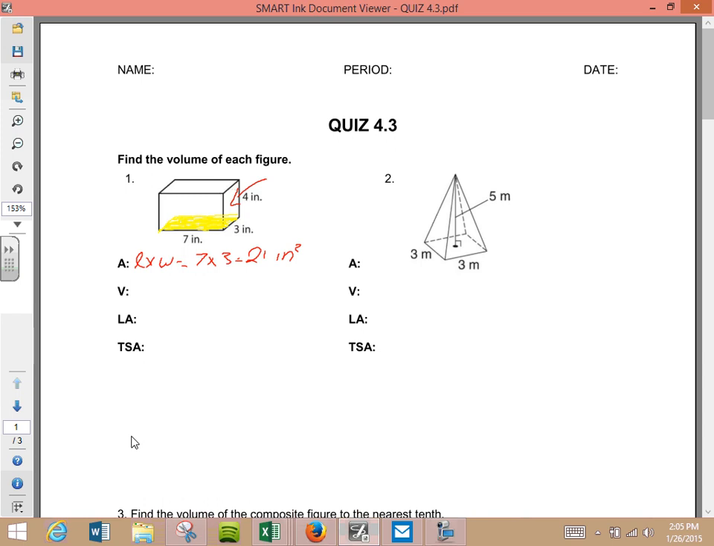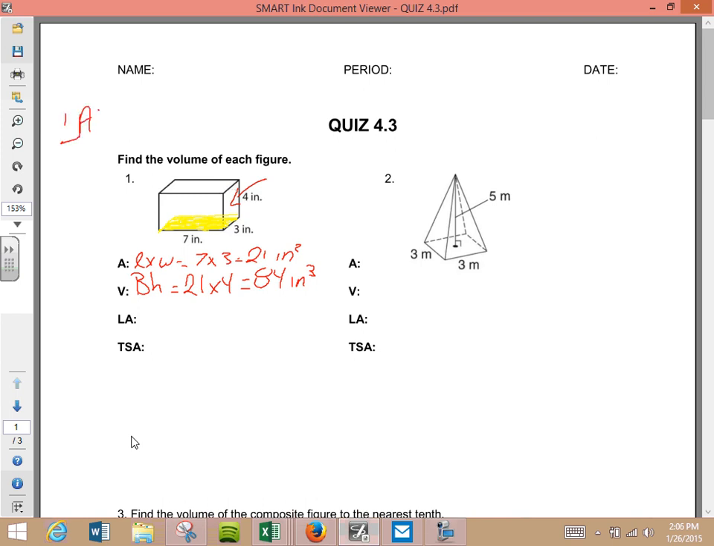For the volume, what is the formula for the volume? Area of the base times the height, right? What is the area of the base? We just found it, right? What is the height? What does it give me? Cubic. Was it hard? Super easy.